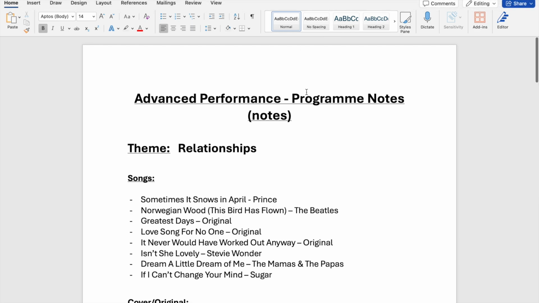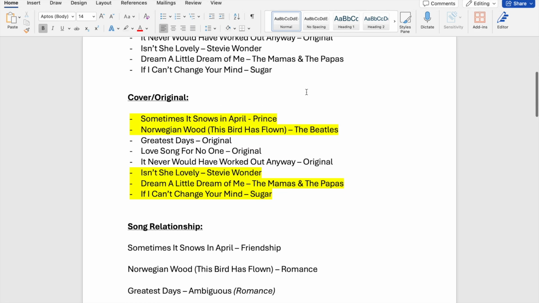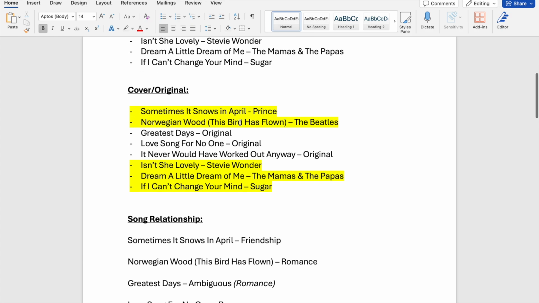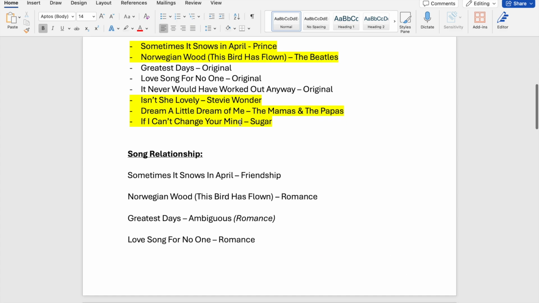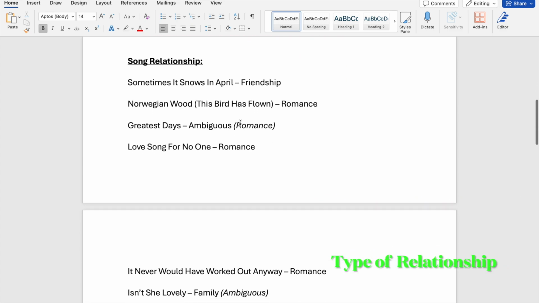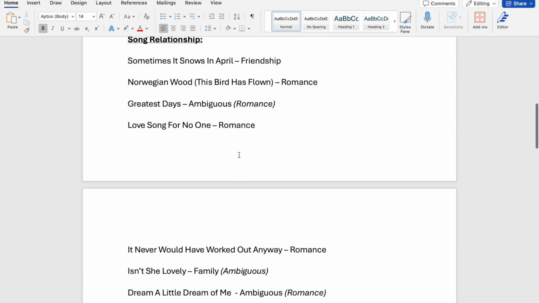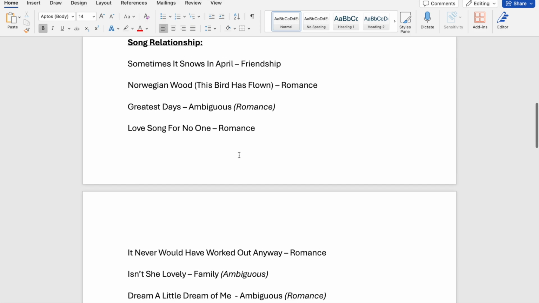So the first criteria I had to establish was, is this song a cover or an original? So as you can see, those highlighted in yellow are the covers and those which aren't highlighted are the originals. Having done that, I moved on to stage 2 of the criteria, which is to try and address what type of relationship the song was talking about. Be this a romantic relationship, a friendship, or is it not really made pretty evident as to which relationship in particular the song is talking about?